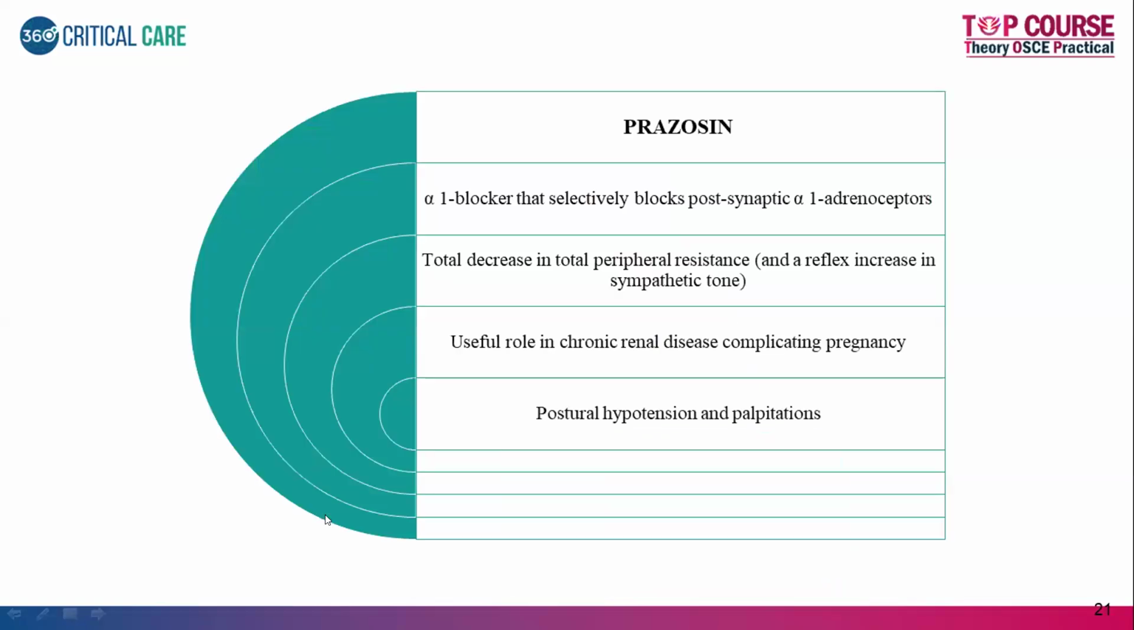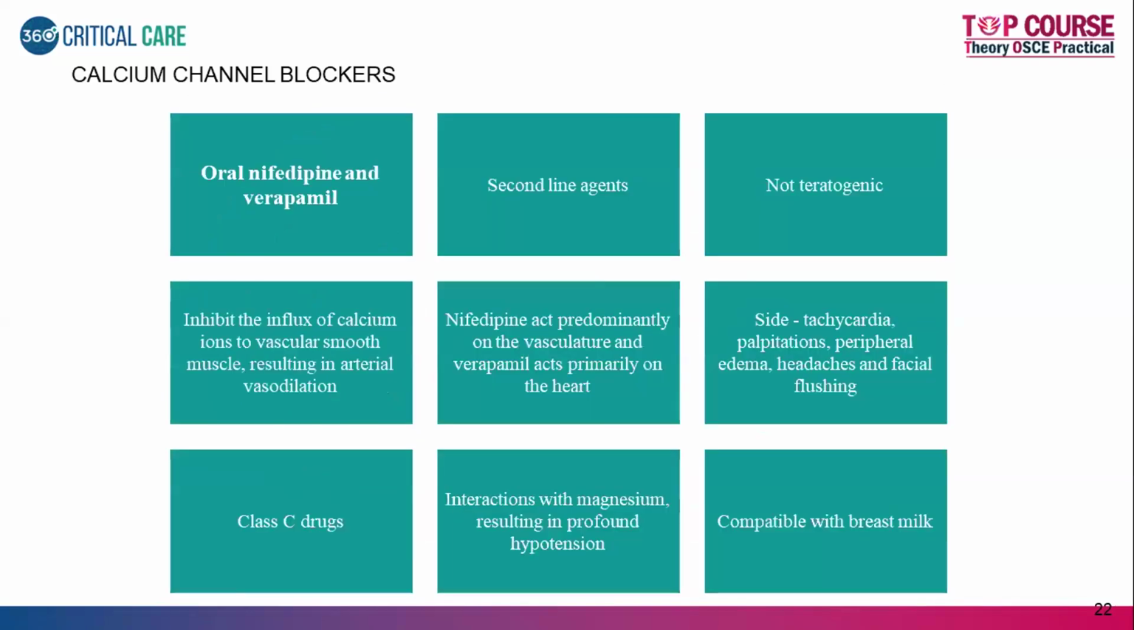Okay. Now, second, coming to your prazosin, not most commonly used drug because it causes a lot of postural hypotension and palpitation. It is best used for those patients who have an underlying chronic kidney disease and then have preeclampsia. Okay, such cases, prazosin would be a better option. Okay, so this is the second group.